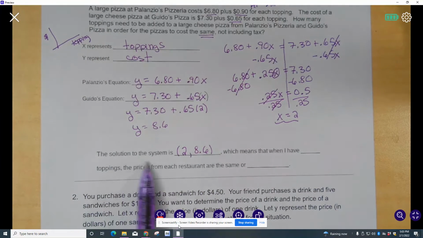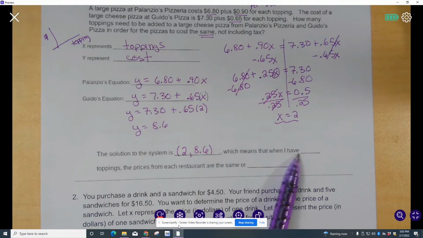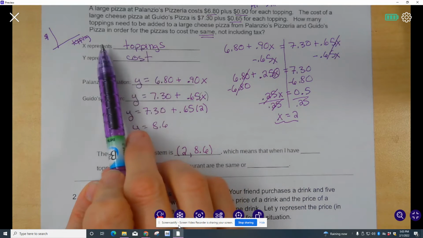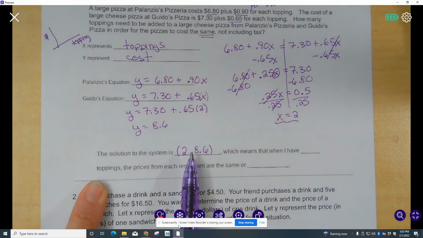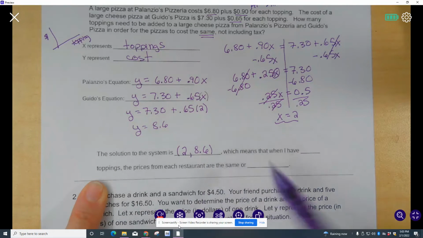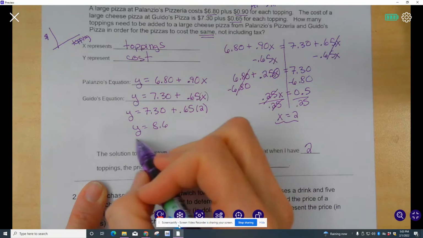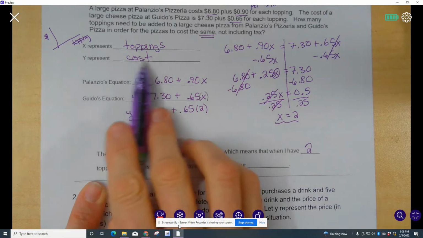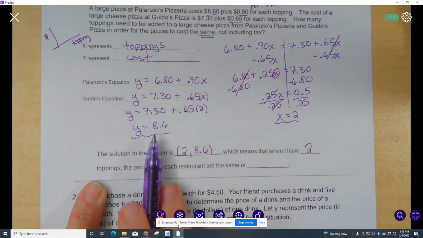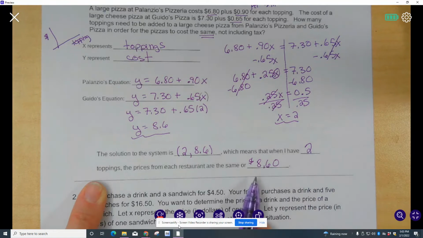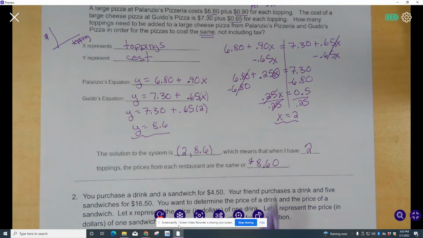All right, so which means that when I have blank toppings, look back up here and remind yourself: x is my toppings and my x is 2. When I have 2 toppings, the prices from each restaurant are the same, or cost or price is my y. This would be $8.60. Remember to write this with units because this is dollars, so put your dollar sign.